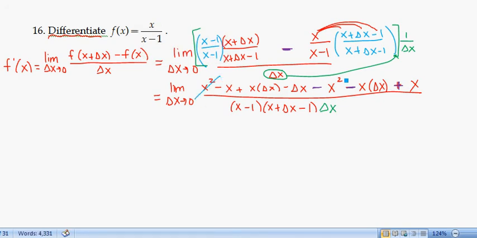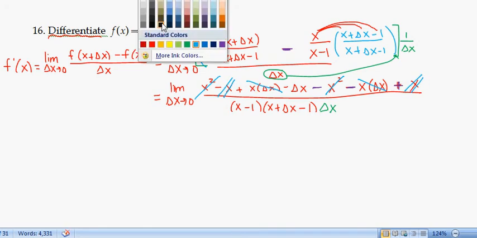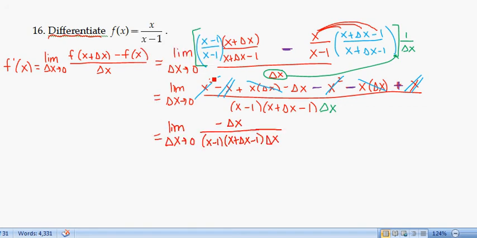So we can cancel some like terms. We have x squared minus x squared. We have x times delta x and then negative x times delta x. And finally we have negative x and positive x. Okay, so what's left? We just have negative delta x in the numerator, and then the denominator is still there.